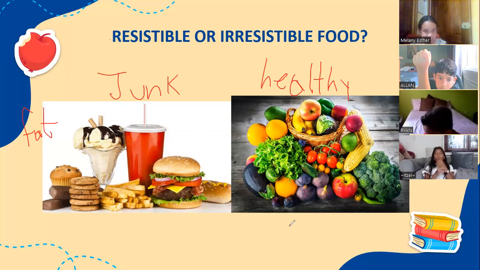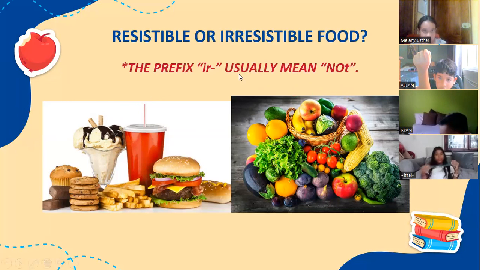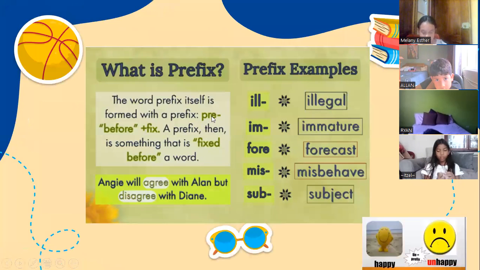So the prefix ir usually means not also. Not resistible. The first group of food is irresistible, so it means you cannot resist that food. You really love to eat them. What is a prefix? The word prefix itself is formed with a prefix. Pre means before, like preschool, before school.